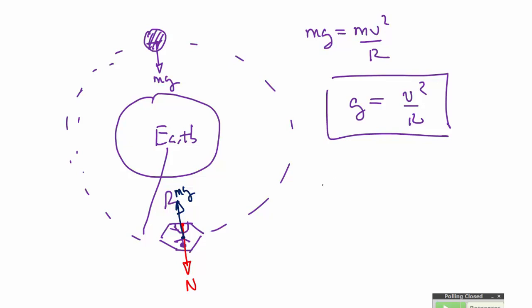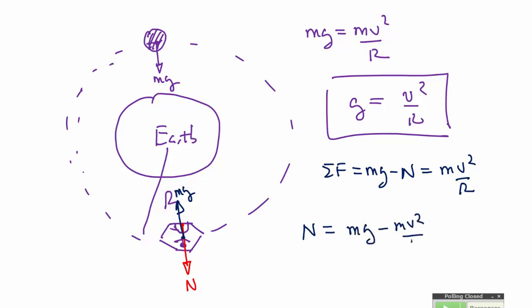Let me explain. So the net force on Clement is equal to mg minus N. All of this is equal to what? mv squared over r. This would mean that the normal force on Clement is given by mg minus mv squared over r. But we have just shown that g is v squared over r. This means that N is equal to mv squared over r minus mv squared over r, which is equal to zero. Which means that Clement in orbit does not feel any normal force on him. When this happens, we say that Clement is weightless.